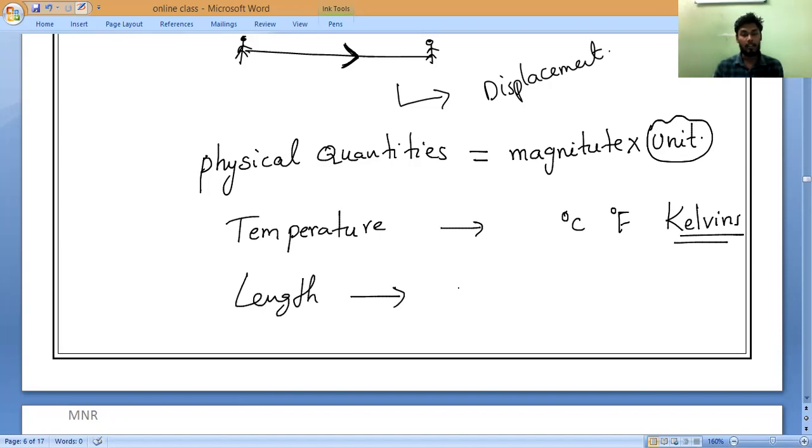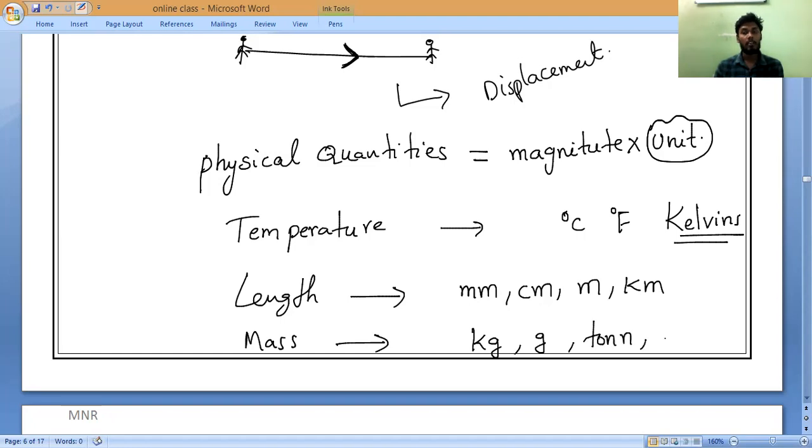Length, how will we measure it, guys? Millimeters, centimeters, meters, kilometers. If we take mass now, how can you measure it, Harish? Mass we can measure in kilogram or gram. Or we can measure in tons, or we can measure in quintals.